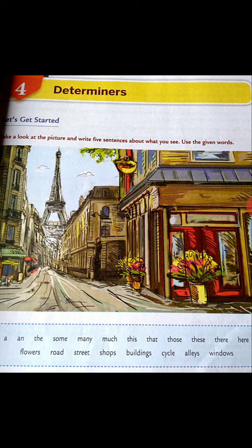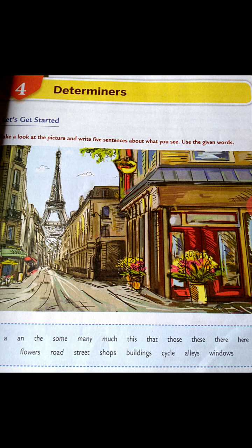Then also, children, in these determiners we have a and the. All these you can just spot out the difference. Determiners, we include the articles too. They also tell us about the noun. They also point out the noun in a sentence.